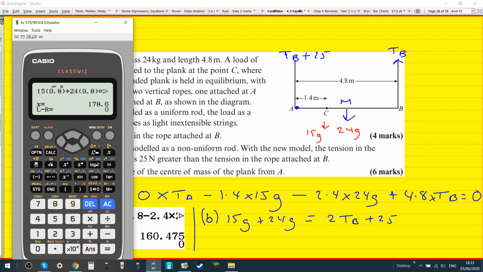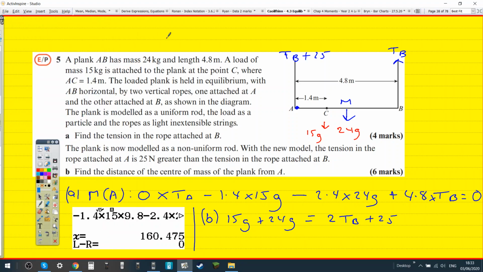178.6. And no offense, but you're a gigantic nerd girl. I'm just putting the whole thing in the calculator. Hope you're happy. Fine, you're much smarter than I am. We still got the same answer. Let's see. So tension in B is 178.6.